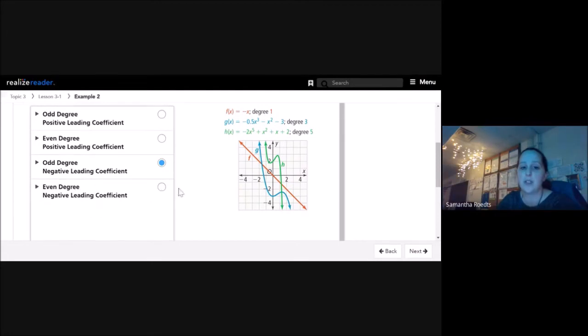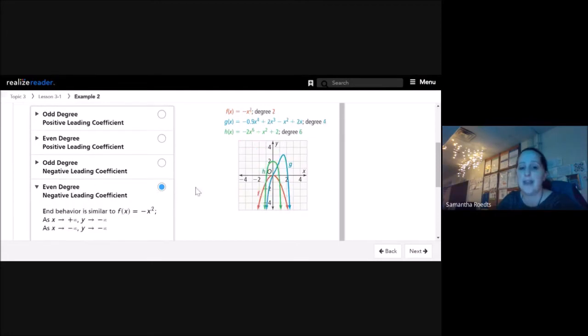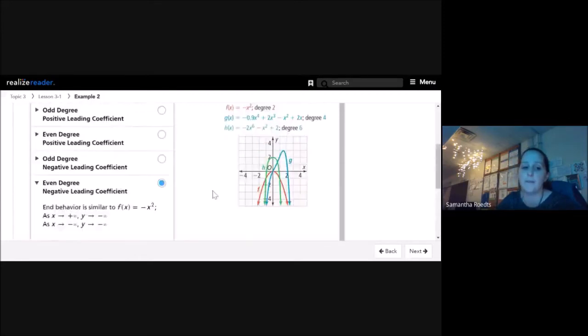For even degrees and negative leading coefficients, it's like a negative quadratic. So as I approach positive x values, x towards infinity, my y values are decreasing, so they're going towards negative infinity. As I'm going towards negative infinity on the x-axis, I'm going towards negative infinity on the y-axis as well.